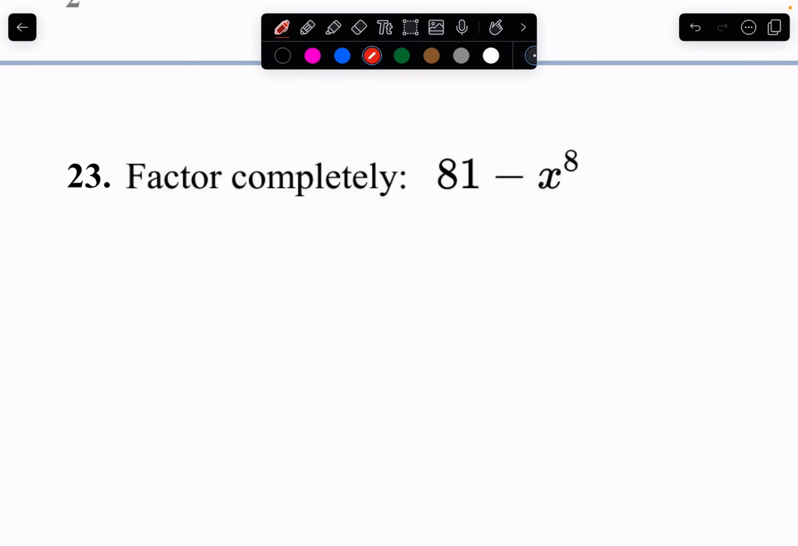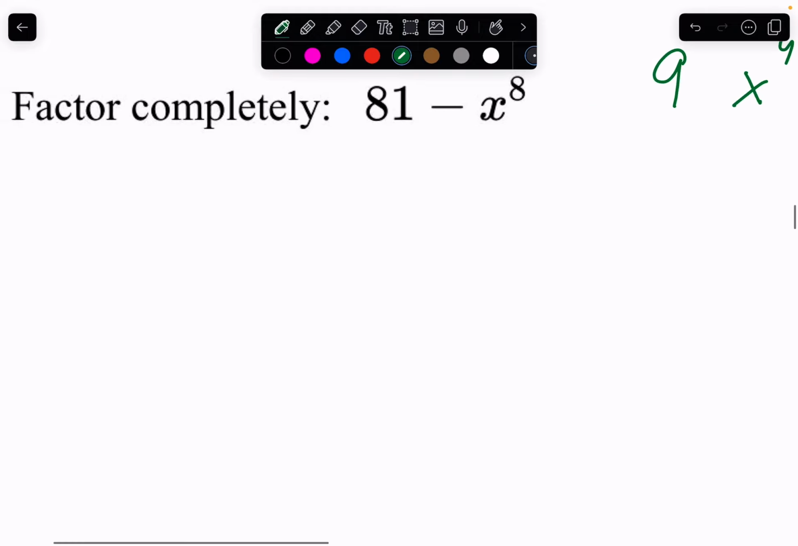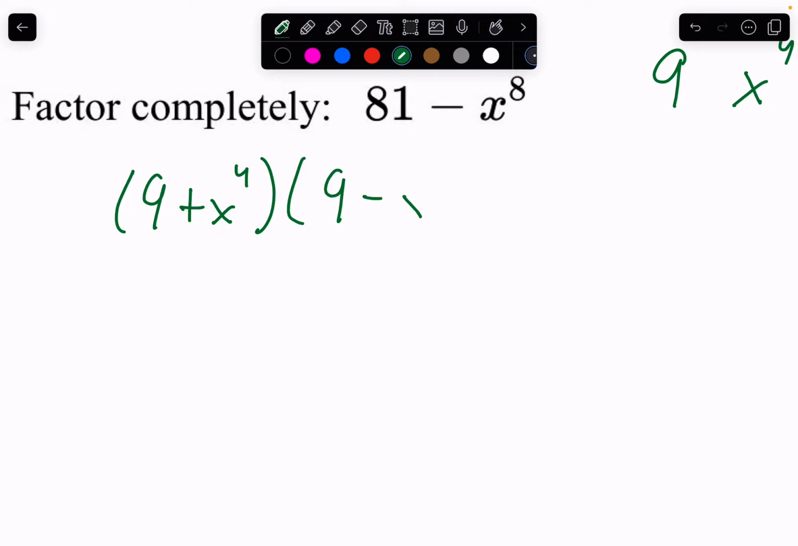Alrighty. Okay, let's try this next one here. There's no GCF, so we're just going to take the square root of both terms, and we get 9. And remember, when you're square rooting something with a power, you divide it by 2, we get a 9 and an x to the 4th. So we end up with 9 plus x to the 4th, times 9 minus x to the 4th. Now, a lot of the times we're done at this point.